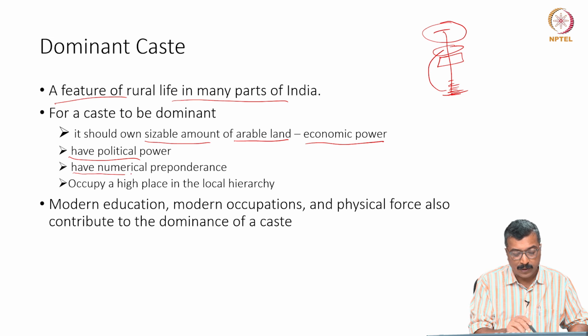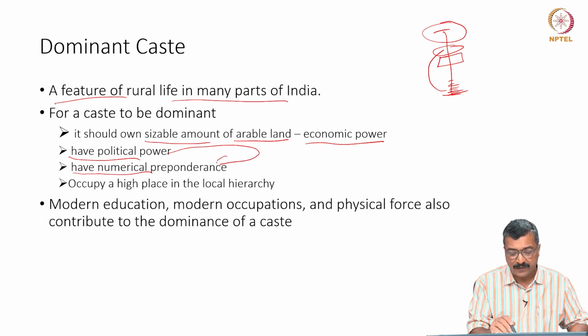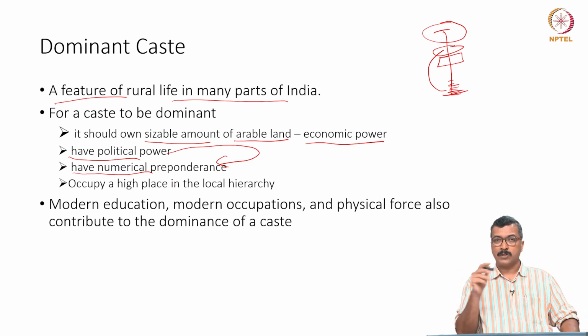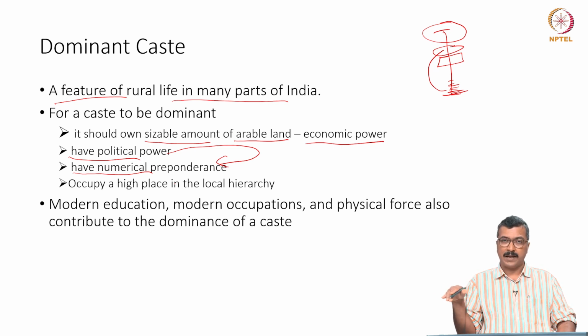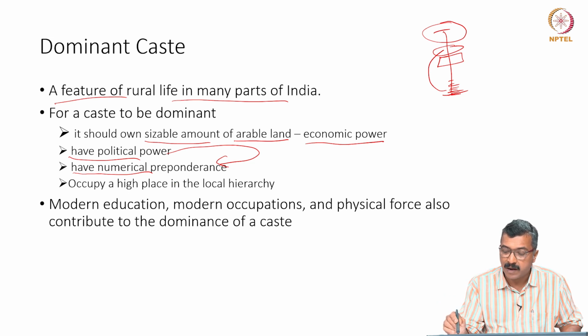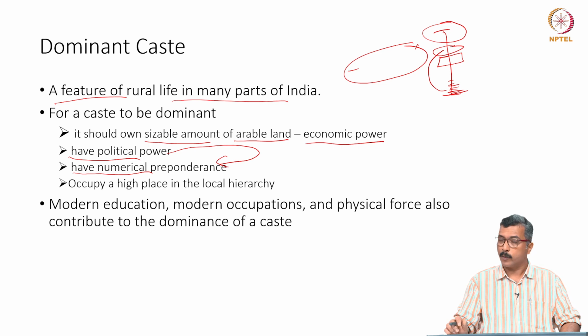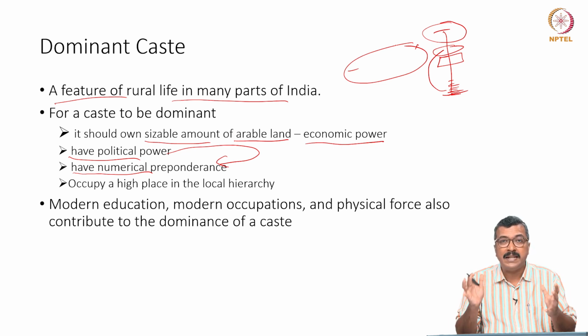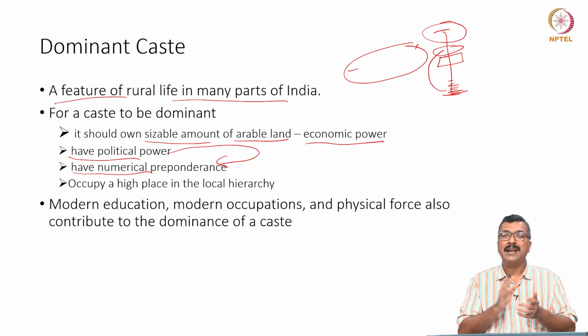is that this political power is a product of numerical preponderance. If you look into the nature of dominant castes across India, you will find that in most places dominant castes are the castes who have the maximum number of people belonging to that group, or they are the majority in that particular village or region.